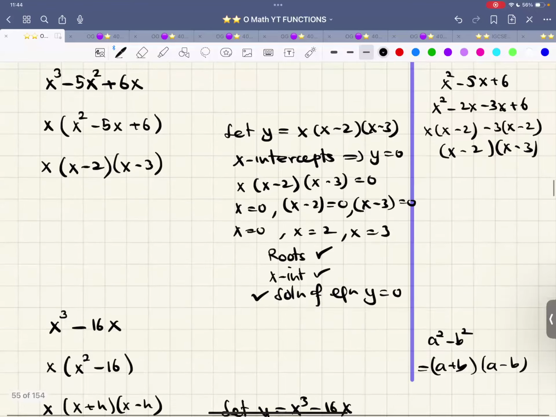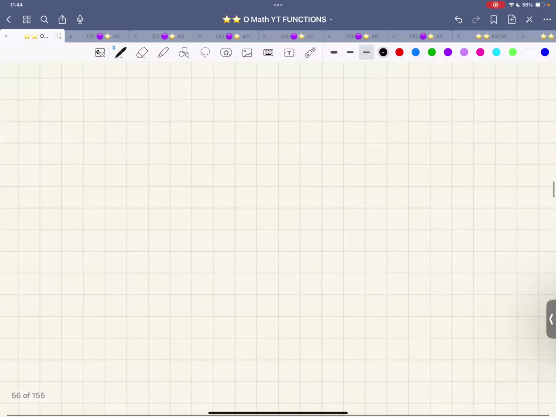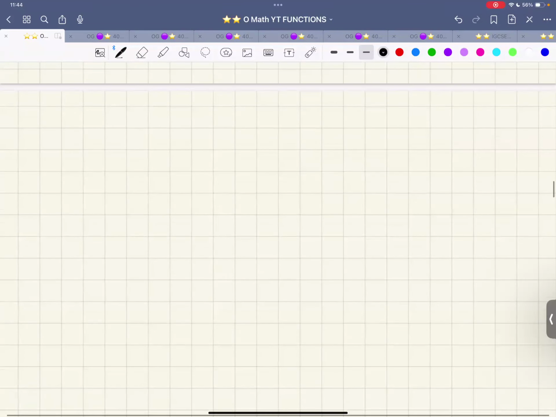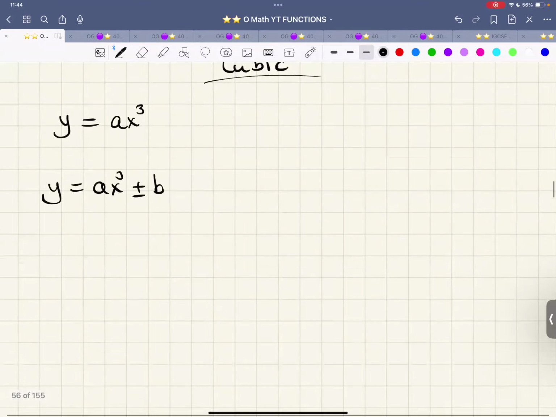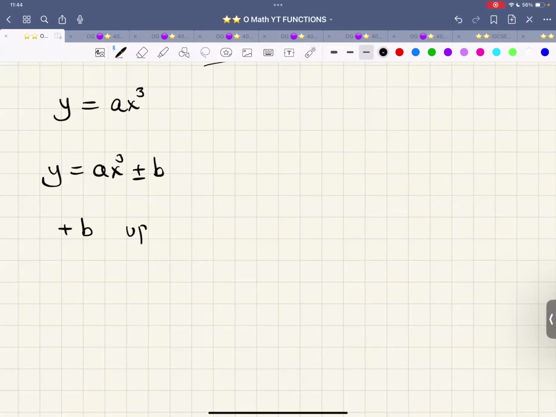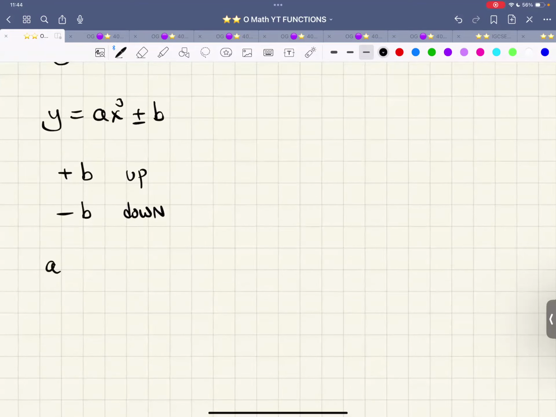Now, how do you sketch based upon this? So there are two things that you should remember when sketching a cubic. There is something of the form y equals ax cube, and then y equals ax cube plus or minus a constant b. So it moves up if it's plus b, and if it's negative b, it moves down. And keep in mind that a is positive and b is positive. So we are working with this.